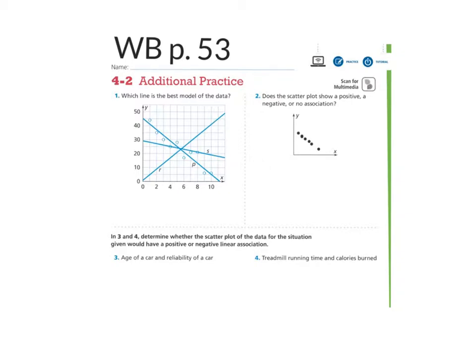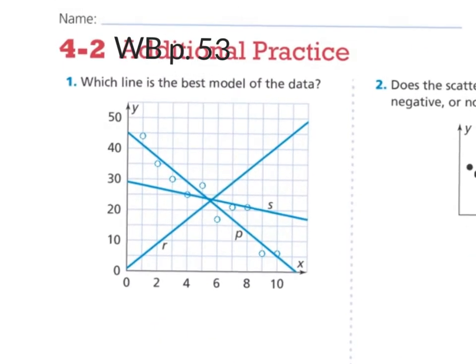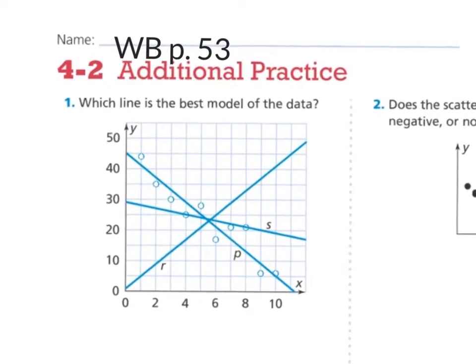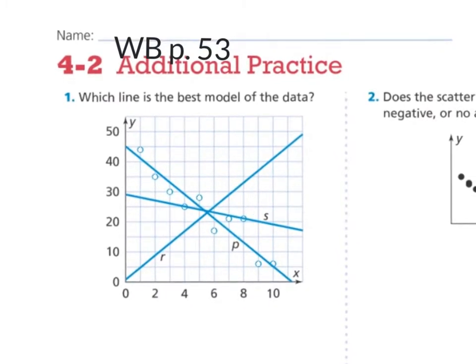Workbook page 53, number 1, they're asking which line is the best model of the data. So we're trying to look at these points that they've given us here. Based off of these points, which of these trend lines is the best for representing those points? It looks like out of the options given, line P here would be the best model for that data. So line P would be our answer for that problem.